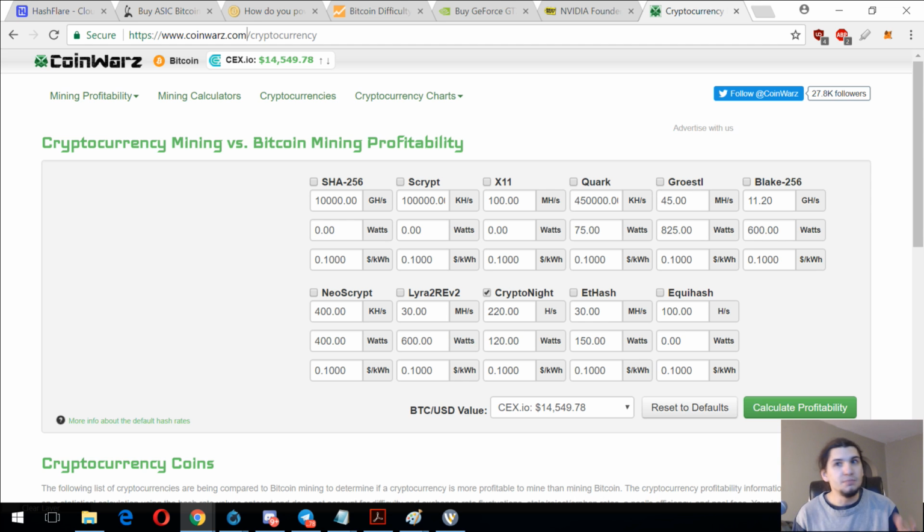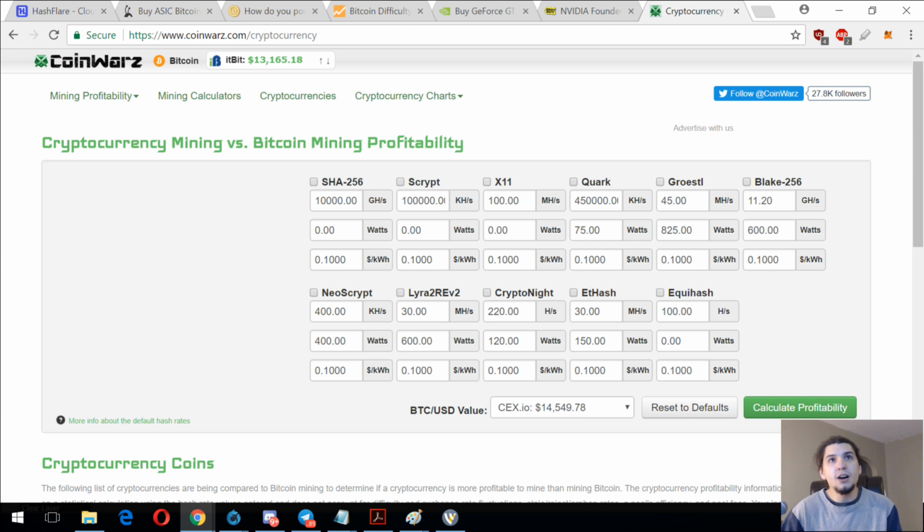Okay, now again, the profitability depends on things like the price of the coin you're mining, difficulty of the network, the change in difficulty, cost of your hydroelectricity, things like that, right? So basically what I'm looking at here is a whole bunch of different algorithms that you can mine, okay? So there's different algorithms like SHA-256, Scrypt, X11, Quark, Groestl, however you pronounce it, Blake256, NeoScrypt, Lyra2, Cryptonight, Ethash, Equihash, and there's actually quite a few others, but these are the most popular ones right here that you would probably be mining. There are a few others, but they're a lot less popular, right?